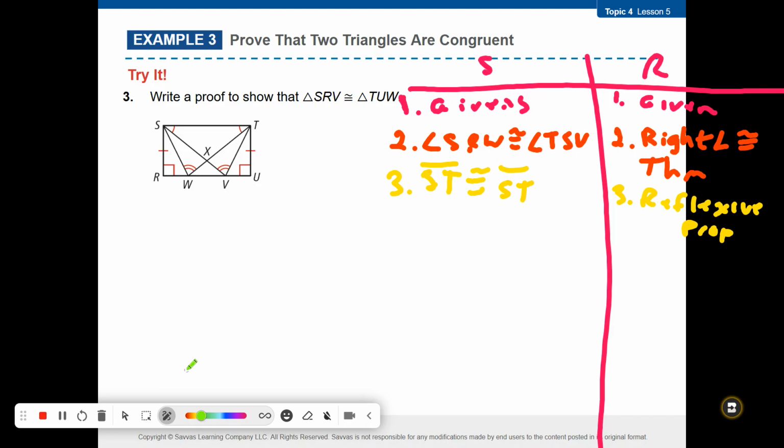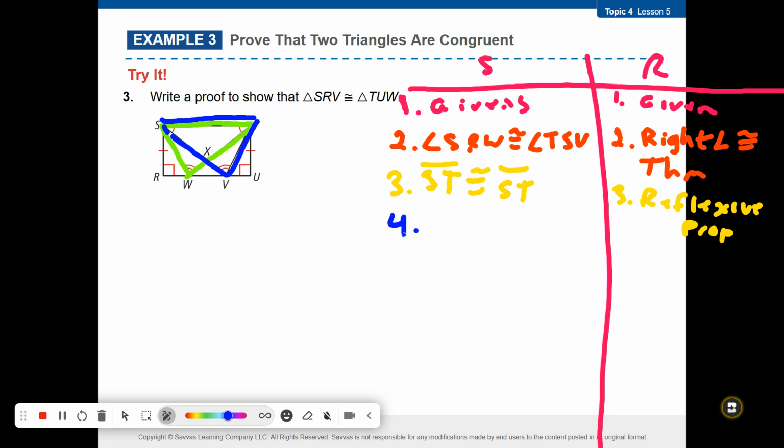So looking at this, these are the two triangles that I right now have information on. Do you guys see that? I have an angle. I have another angle. And I have that corresponding side that works with both.